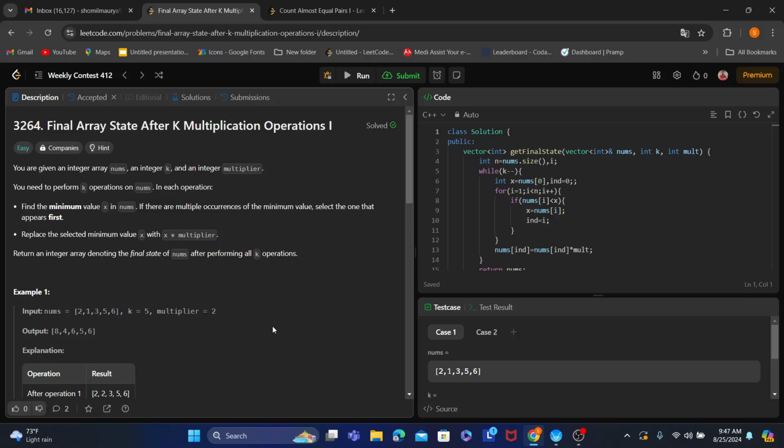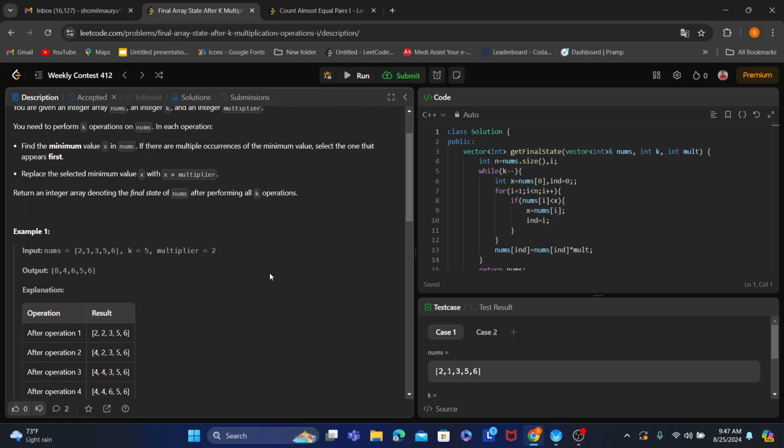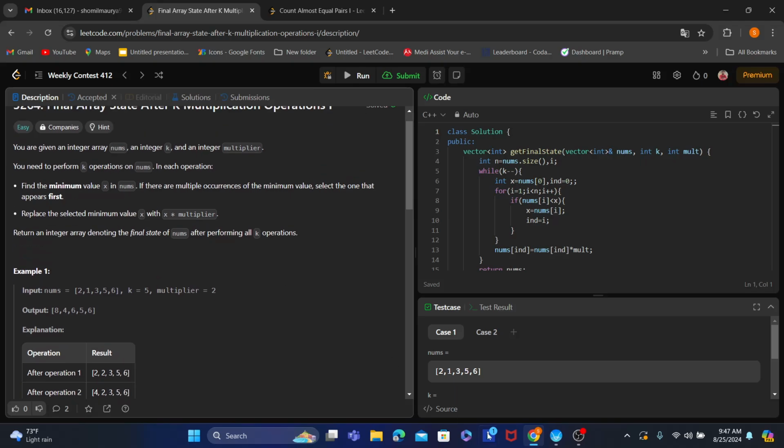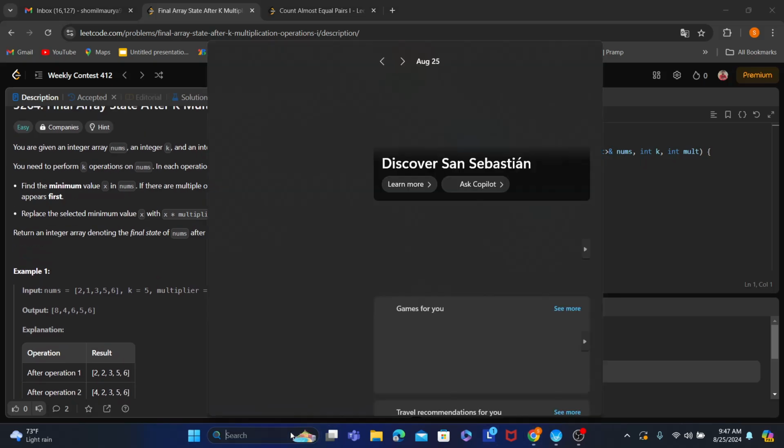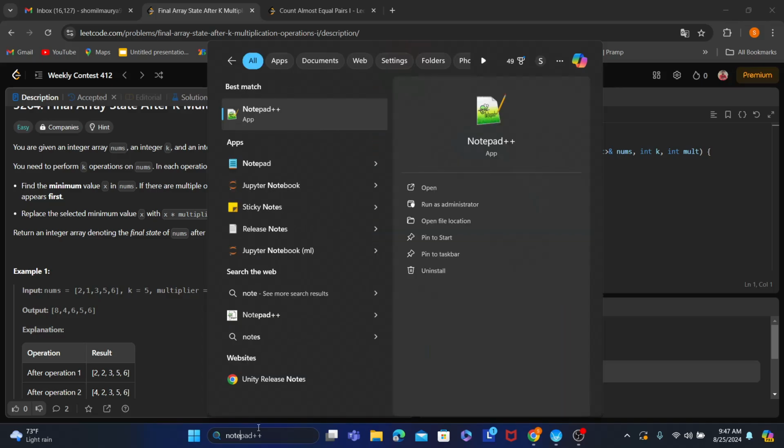Okay, so hopefully you have read the question. The first question is an easy one. It says final array state after k multiplication queries. Hopefully you have read the question and understood. I would describe the question and then we would straight jump into the solution.